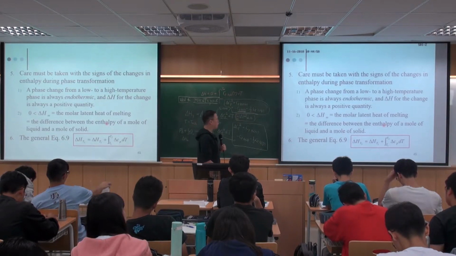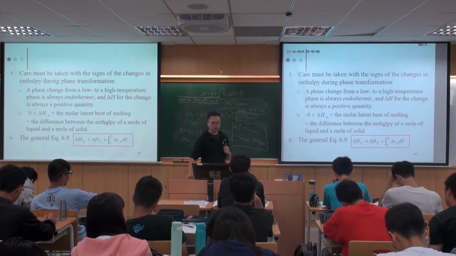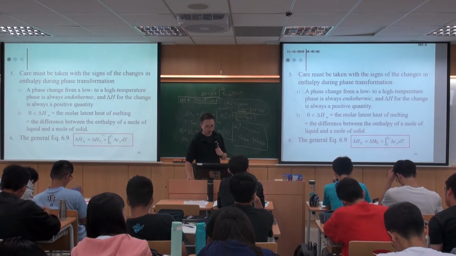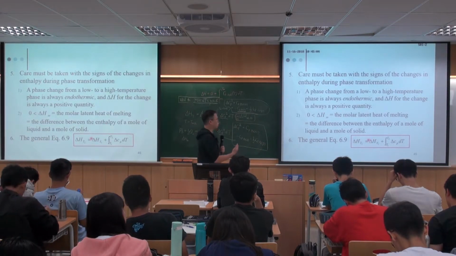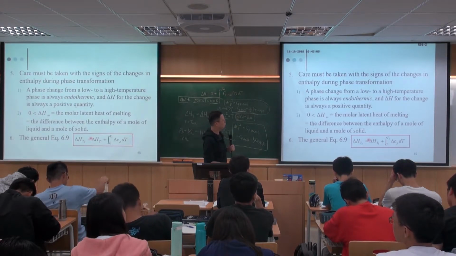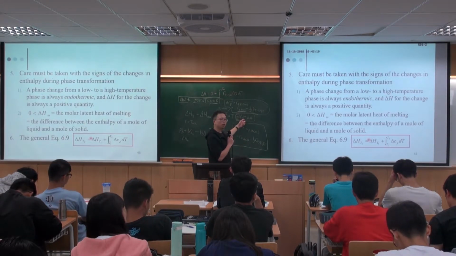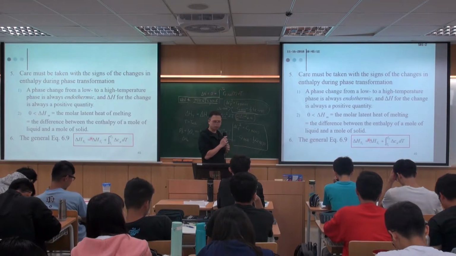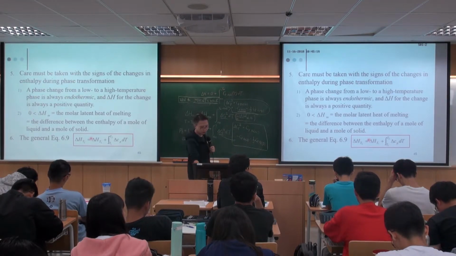And so the bottom line is that if you want to calculate something, you have to use this one. But if you're going through some phase transformation for the reactants or the products, you have to put in the delta HM for that. Okay?